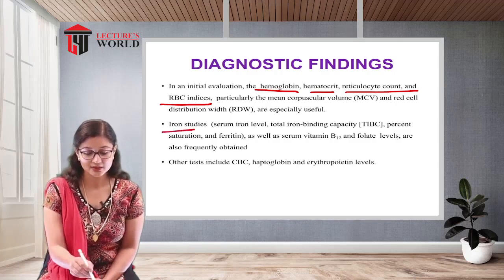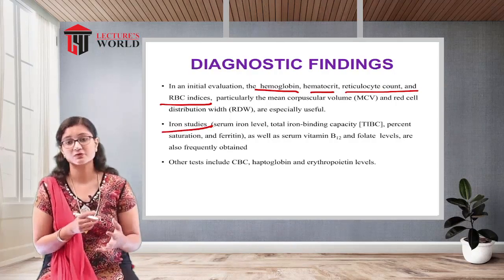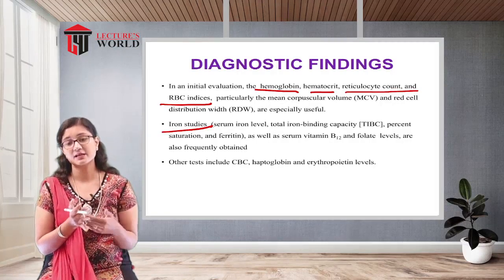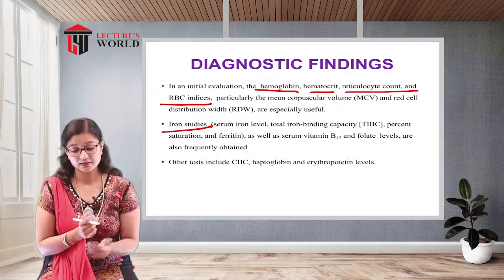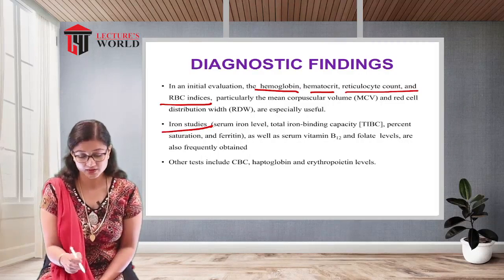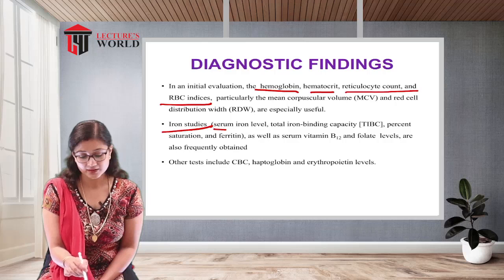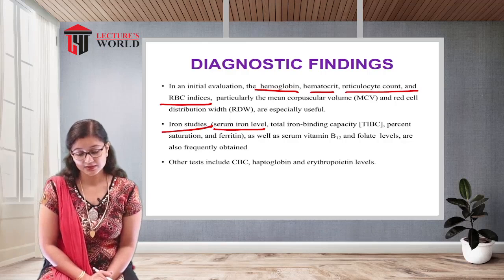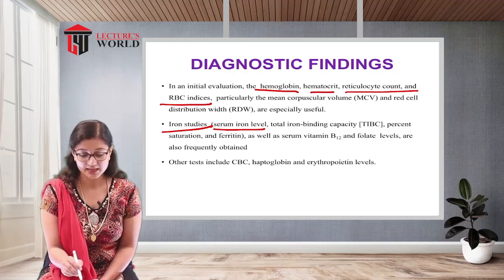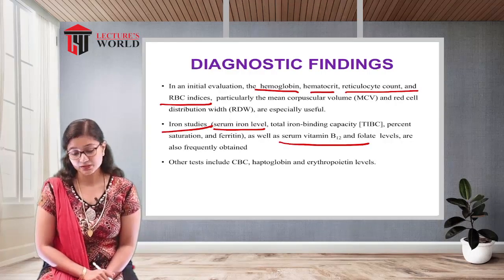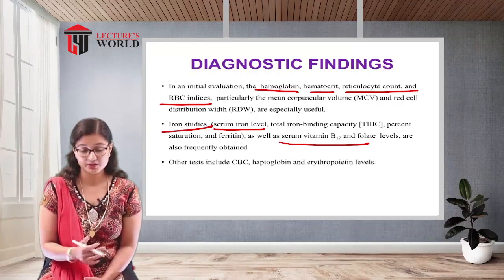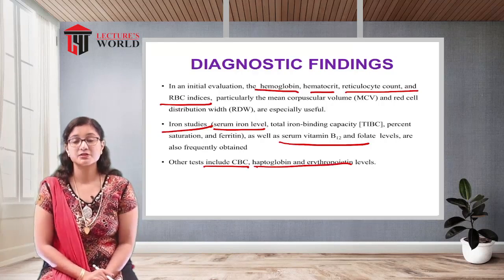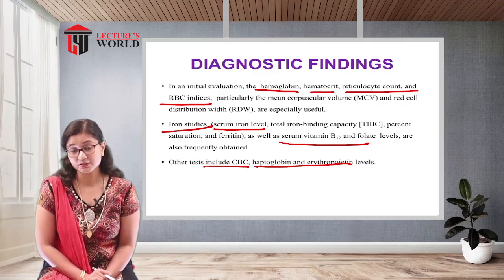And then as we know, there are different factors which are there, different types also which are there. So we need to know whether the patient is having adequate iron or not, whether he is having adequate vitamin B12 or not. So for that purpose we need to go for such other studies. So in iron studies we have serum iron levels, total iron binding capacity, percent saturation and ferritin is commonly done, as well as serum vitamin B12 and folate levels are commonly obtained for this patient. So we have the CBC, haptoglobin and erythropoietin levels. Also bilirubin levels can be also checked.